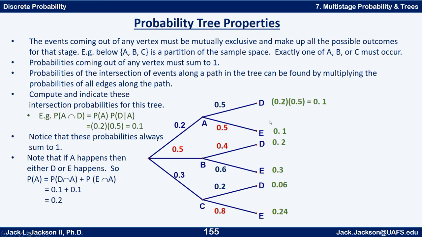Furthermore, notice that if you add up these two, they add up to this probability right here, since they're the only way to get out of A. So 0.1 plus 0.1 is the 0.2. The 0.2 plus the 0.3 is the 0.5, and the 0.06 plus the 0.24 is the 0.3.